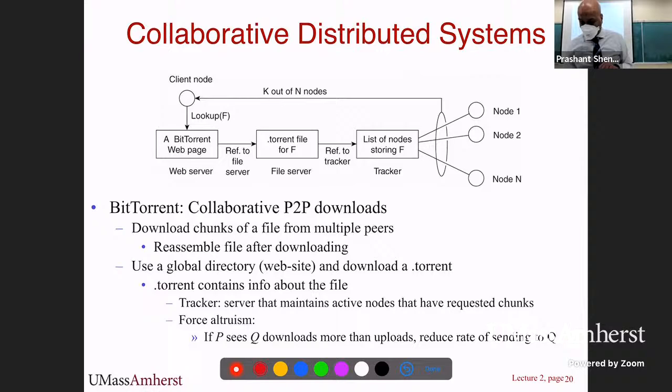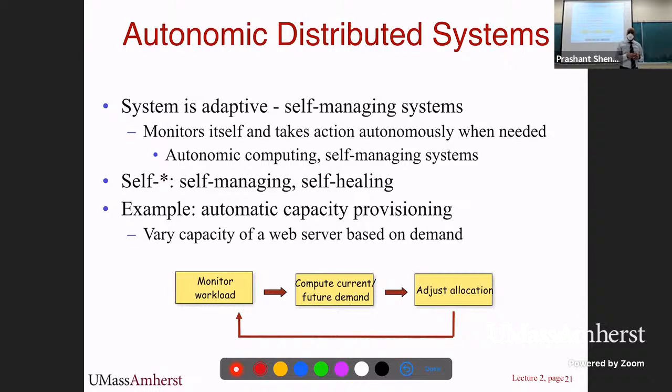Okay. So the last thing I want to say is a new architecture, which we won't touch upon a whole lot, but something you should know, which is called autonomic distributed systems. These are distributed systems, also called self-managing systems, that have built-in intelligence to manage themselves. That is why they're called self-managing. They can monitor their own performance, their own health, and autonomically take actions to deal with problems. So you can have something called self-healing systems, self-managing systems, and so on.